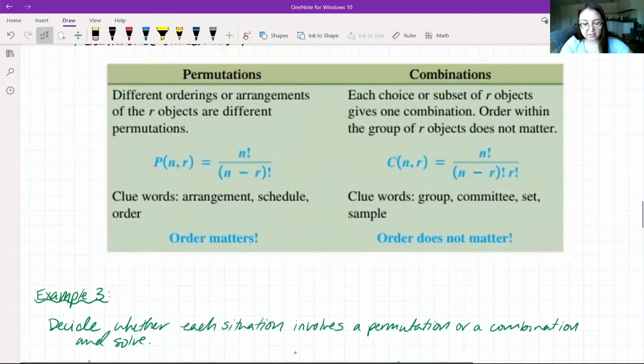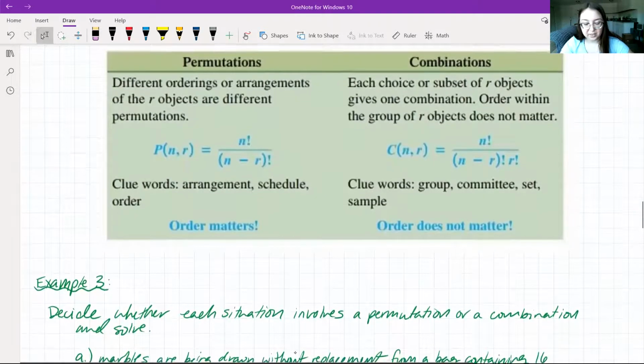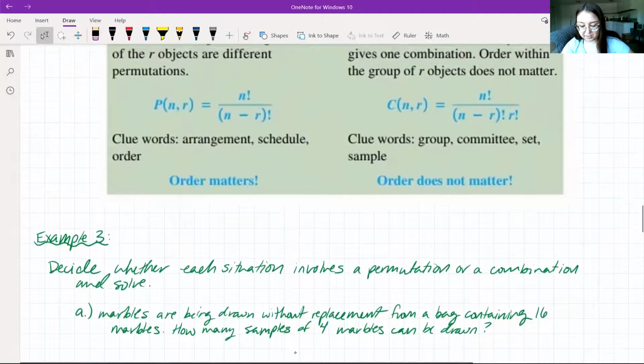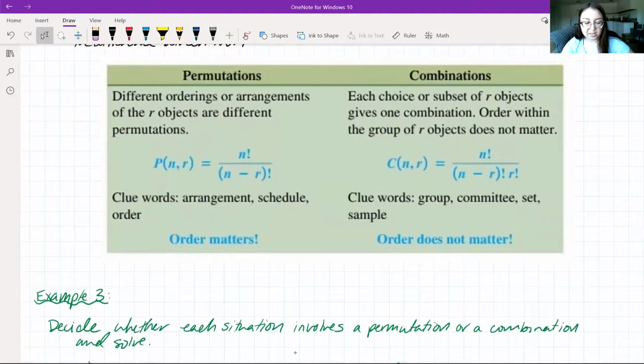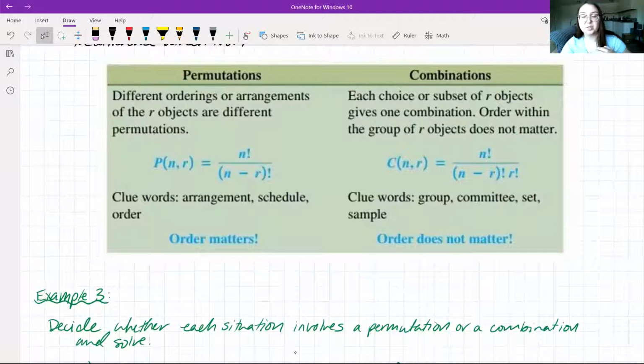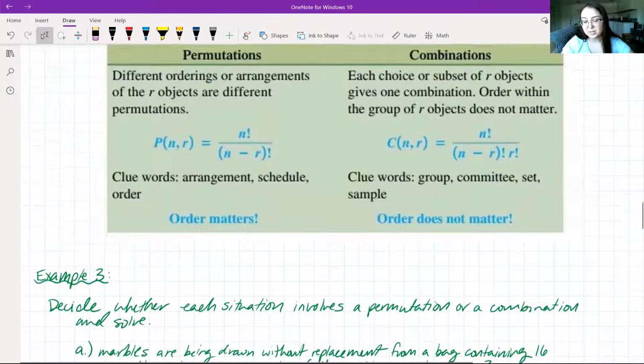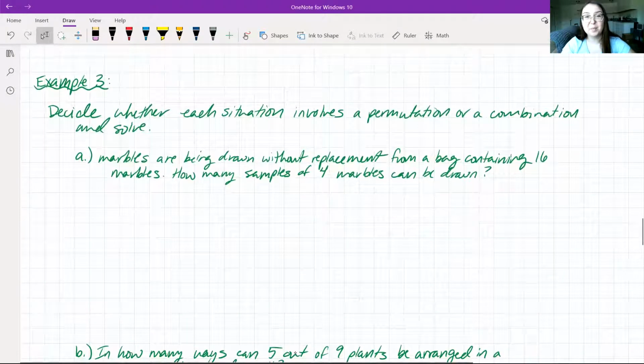Let's look at our keywords here in permutations and combinations. We're really thinking about the word samples. How many samples of 4 marbles can be drawn? In permutations, our clue words are arrangement, schedule, and order, so we're not really thinking about samples for permutations. But if we look at combinations, our clue words are group, committee, set, or sample. Since we see the clue word sample there, this tells us we're going to use a combination. We also know that since we just need samples of 4 marbles, we don't care what order they're in.